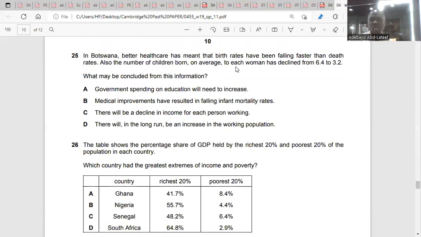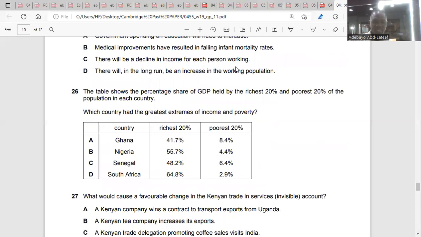In Botswana, better healthcare has meant that birth rates have been falling faster than death rates. Also, the number of children born on average to each woman has declined from 6.4 to 3.2. What may be concluded from this information? There will be a decline in income for each person working? Yeah, government should spend more on education. It's A.